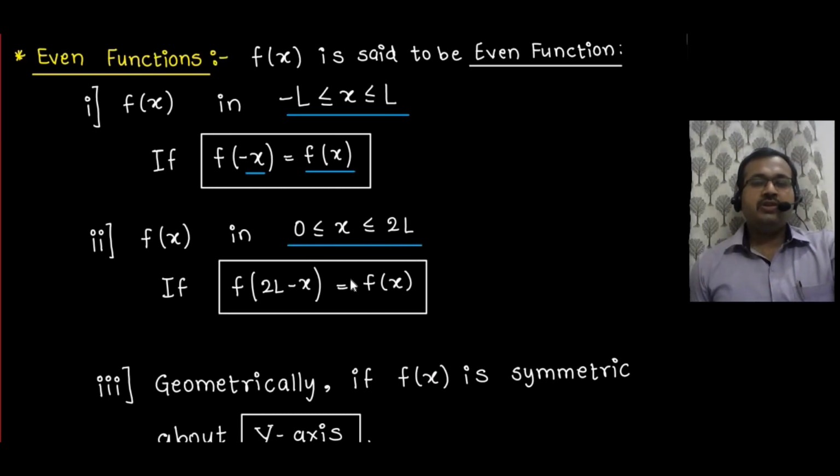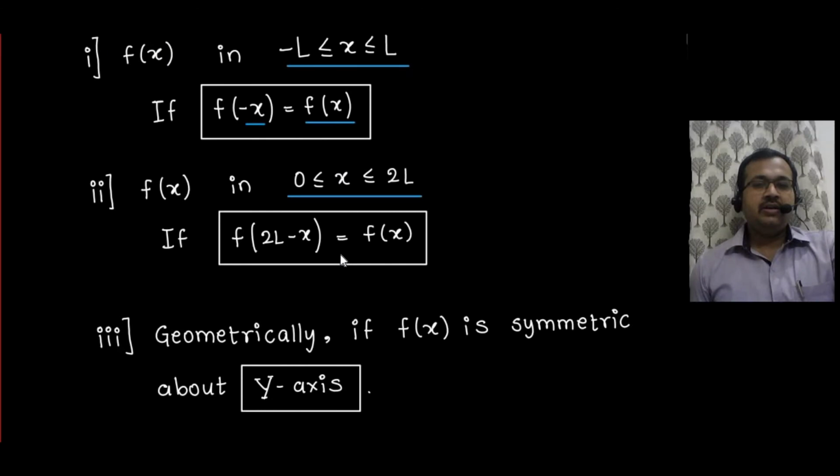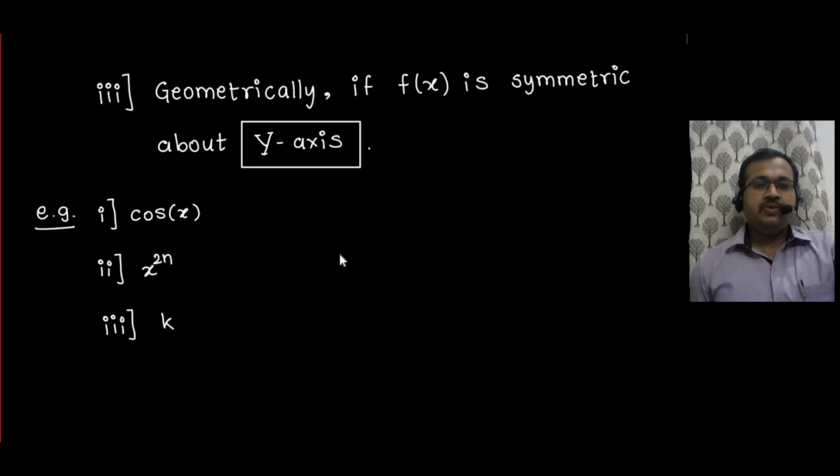If the range of the function is 0 to 2L, then it is said to be an even function if f of 2L minus x is f of x itself, or geometrically, if the curve of f of x is symmetric about the y-axis or the vertical axis, then we call the given function an even function. For example, cos x, even powers of variable x, or any constant functions are always even functions.